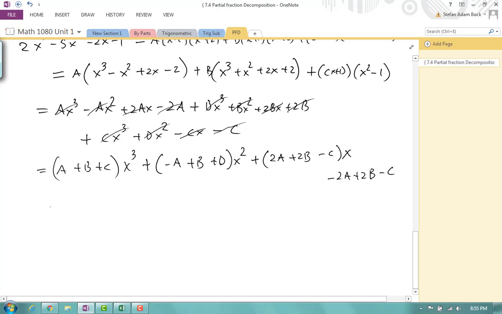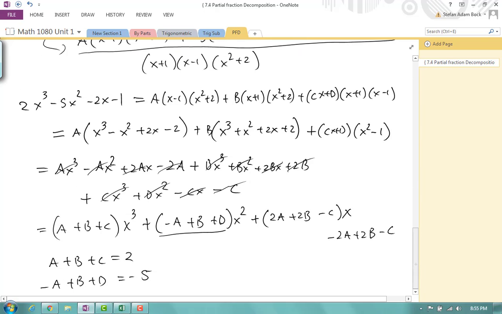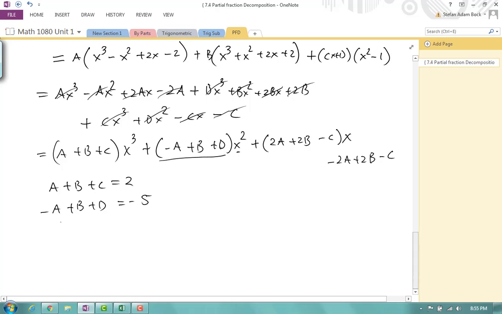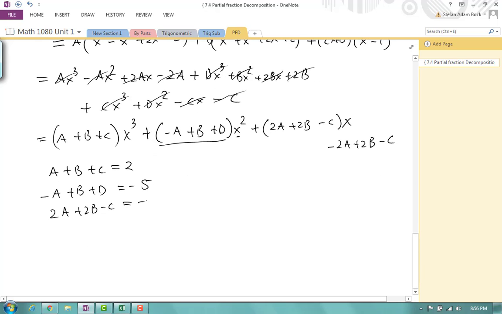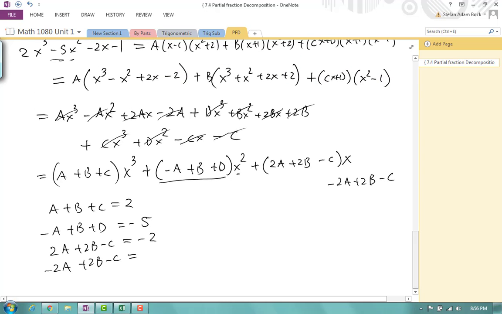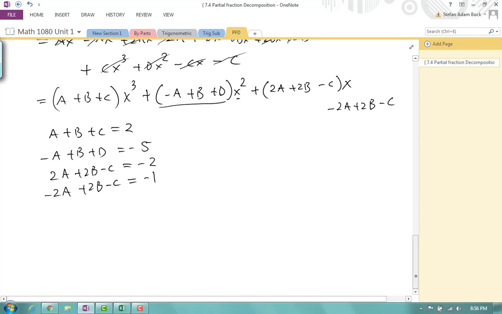So this gives me a system of equations. I have a plus b plus c equals 2. I have minus a plus b plus d equals minus 5, because if two polynomials are going to be equal to each other, the coefficients for each term must match up. I have 2a plus 2b minus c is equal to minus 2. And I have minus 2a plus 2b minus c is equal to minus 1. So I've got 4 equations and a total of 4 unknowns.